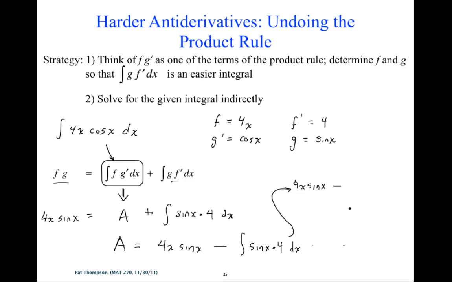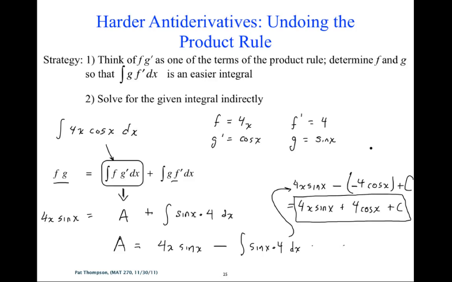So antiderivative of sine x times 4. 4 cosine x? Negative. And then, this is an indefinite integral, so it's going to be all antiderivatives. So we can simplify that as 4x sine x plus 4 cosine x plus C. And how can we check to see if we're right?